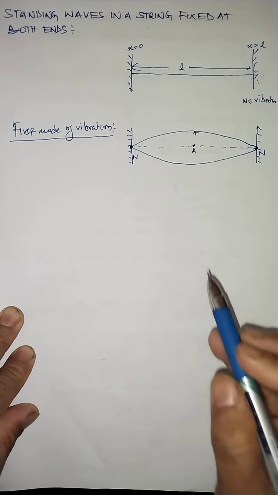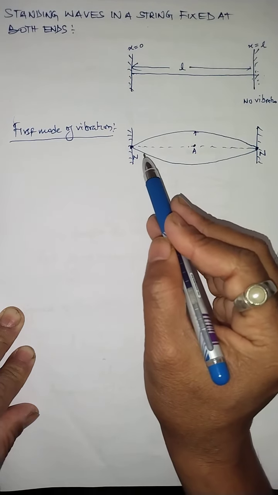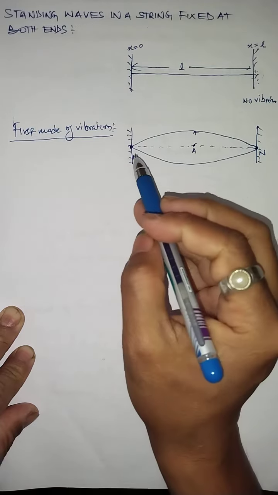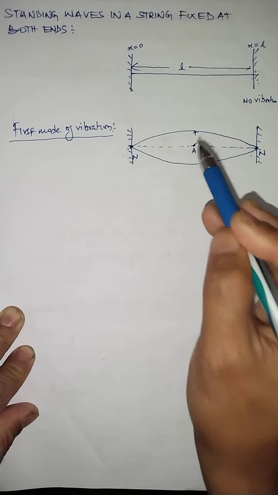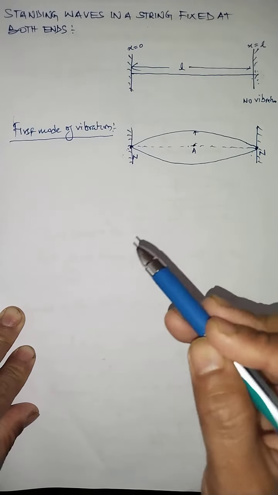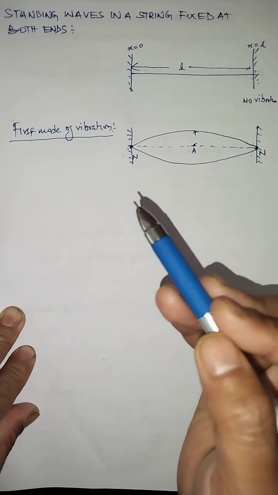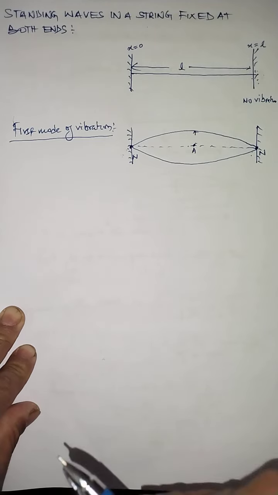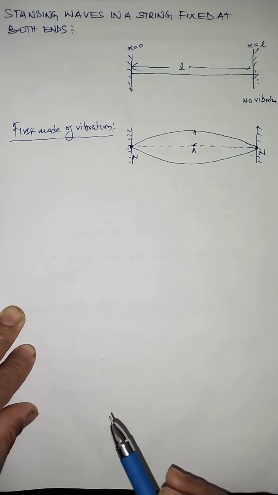So in this case, where the string is connected at both ends and made to vibrate by plucking at the middle, there are two nodes at the two rigid supports or fixed ends, and an antinode at the middle point. Such vibration is the first mode of vibration, also called the fundamental frequency of vibration of the string. So we calculate the fundamental frequency of the string under this mode.